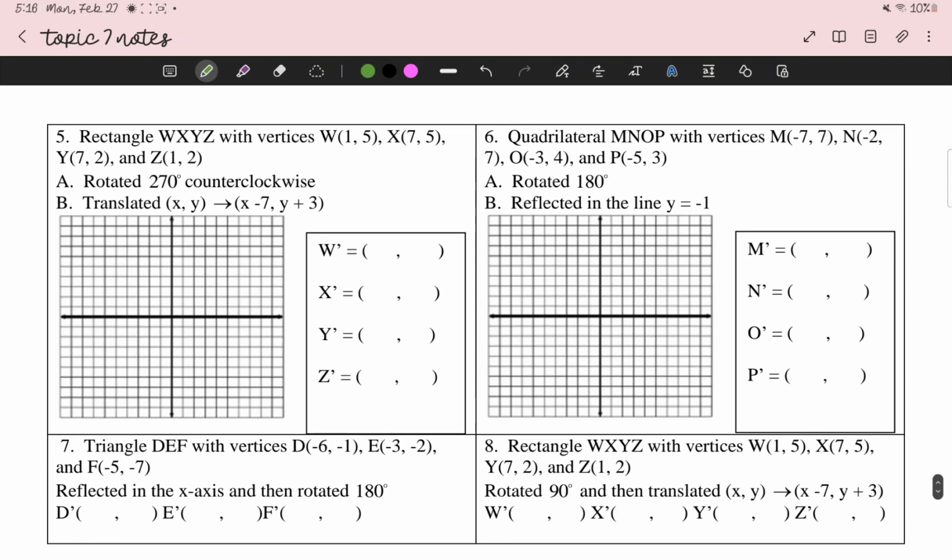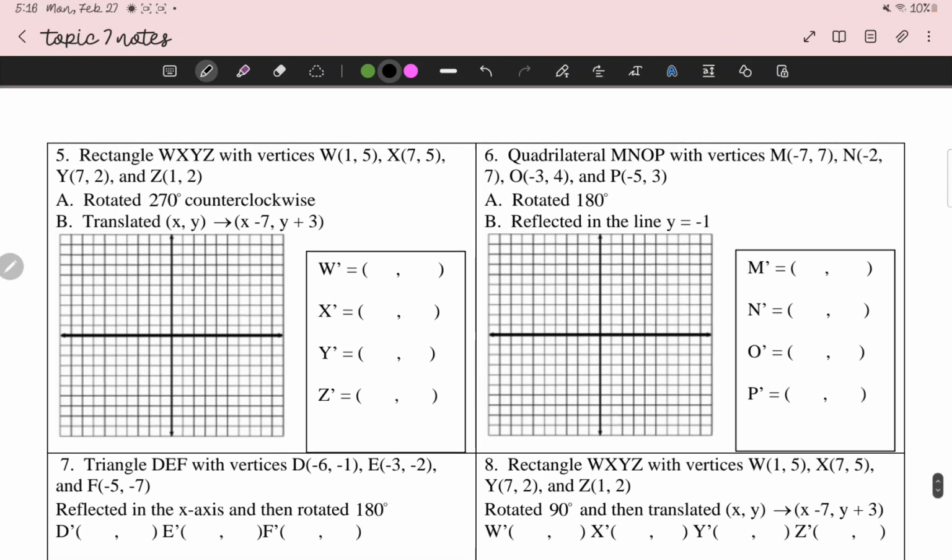Number 5. Rectangle. This has all these vertices. I'm going to graph it again. So 1, 5. 7, 5. 7, 2. And 1, 2 is Z. Okay, so I've got my original. The original is black. The new one will be in pink. And the final will be in green.